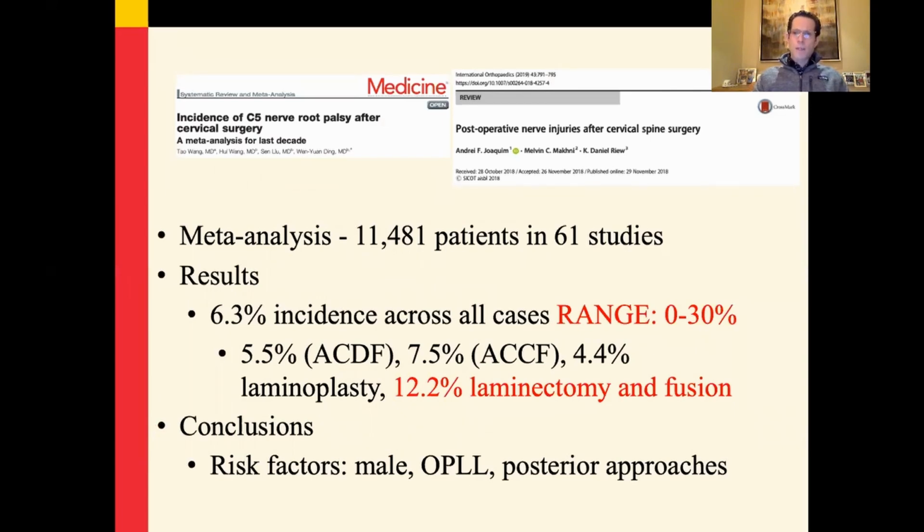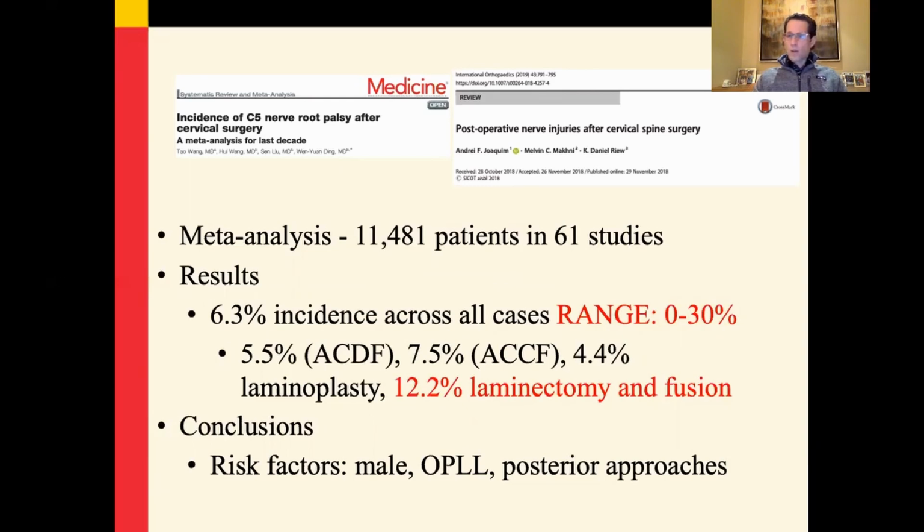Probably the most common neurologic complication that we see in cervical spine surgery is the C5 nerve root palsy. It can be a devastating problem, but hopefully it portends a good outcome. It seems to be more common with posterior directed laminectomy and fusion procedures, with an overall incidence of 6%, but a range from 0 to 30% depending upon which articles you read.